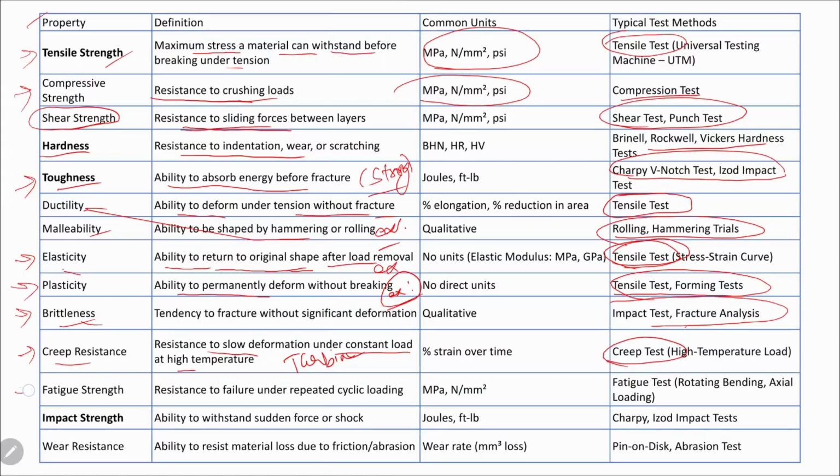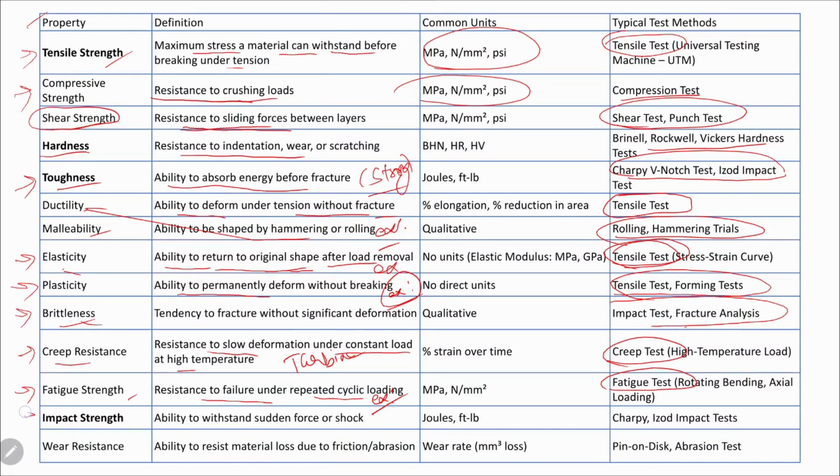The next one is fatigue strength. It is resistance to failure under repeated cyclic loading. That means it survives repeated cyclic loads without failing. Example is aircraft wings, the best example. Here the fatigue test is used to measure the fatigue strength.